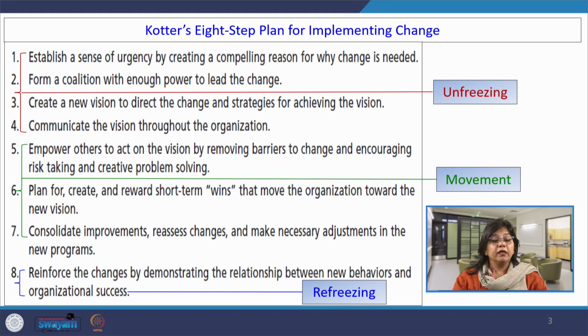Second, form a coalition with enough power to lead change. This is about forming a coalition, meaning bringing together people who are in favor of the change and then creating a power to initiate that change.